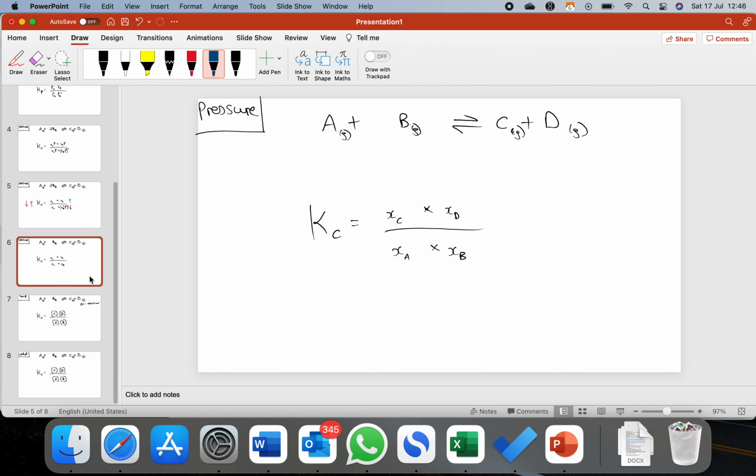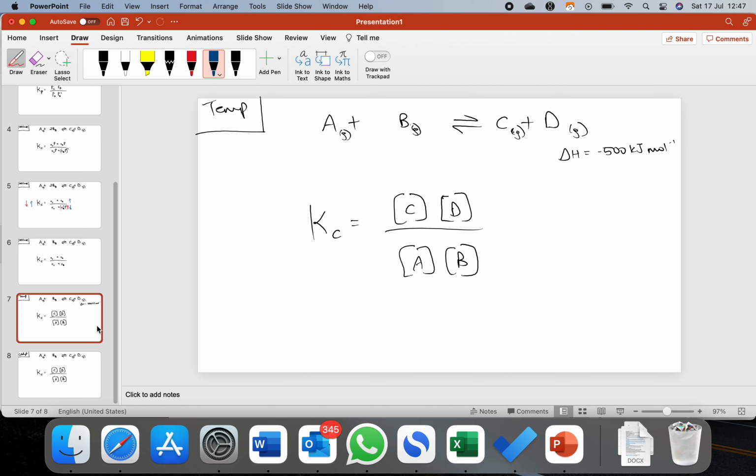Okay, so with pressure as well, if you have, let's say, equal number of moles on both sides, you can see there's no pressure term. So therefore, increasing the pressure has no effect on either the numerator or the denominator values on Kc.